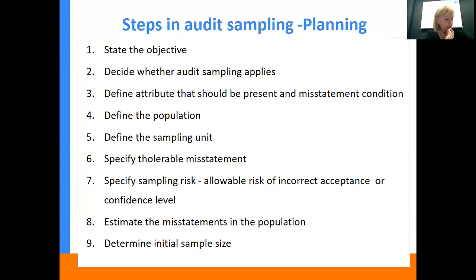Now, specifying the acceptance risk, what have we got here for the allowable risk of incorrect acceptance? I attest that the assertion that all boxes in the shipment contain at least 100 clips is materially correct. How confident do I need to be? Maybe I need to be 90% confident. If I said, oh, look, I only need to be about 80% confident because I don't care that much, I'll accept it. There's a difference between your tolerable error and your confidence level.